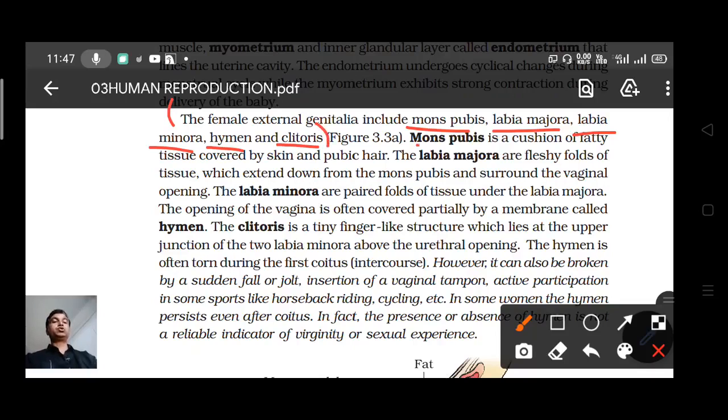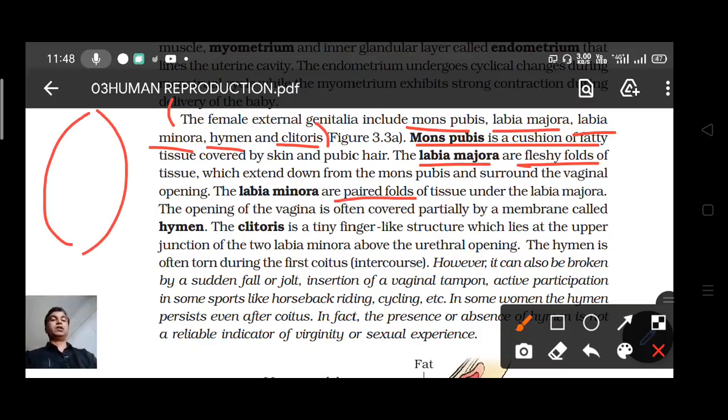Mons pubis is a cushion of fatty tissue covered by skin and pubic hair. Okay, it is present in the groin area only. Labia majora are fleshy folds of tissue which extend downward from the mons pubis and surround the vaginal opening. These are the broad folds. So these are the labia majora. Labia majora finished, now labia minora. Labia minora are paired folds of tissue under the labia majora. So these are also folds present inside the labia majora.